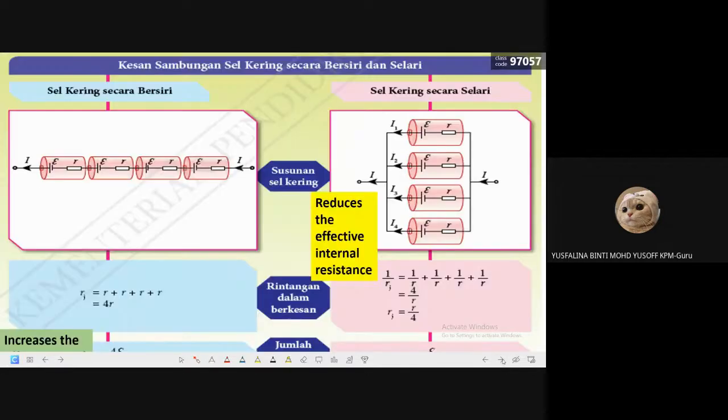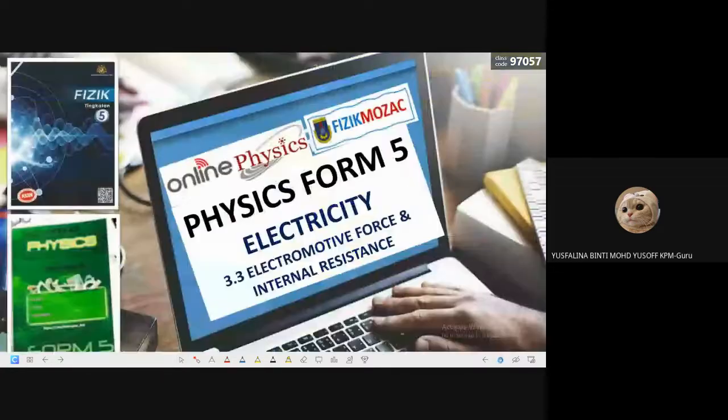Okay, so this is the dry cells, connected in series, and this one connected in parallel. Just now I said, if you put them in series, R plus R plus R plus R, you get 4R. But for this one, 1 over R plus 1 over R plus 1 over R plus 1 over R, you get 4 over R, so when you cross multiply, your R is divided by 4. So this one is 4 times R, and this one you just divide by 4. So this can reduce the internal resistance inside the battery if you put it in parallel, compared to series.